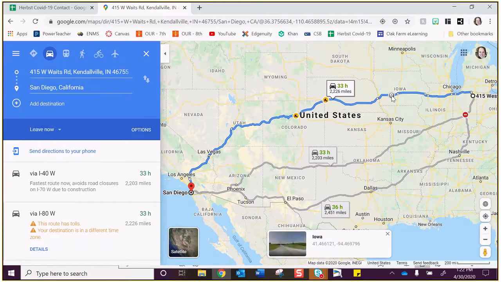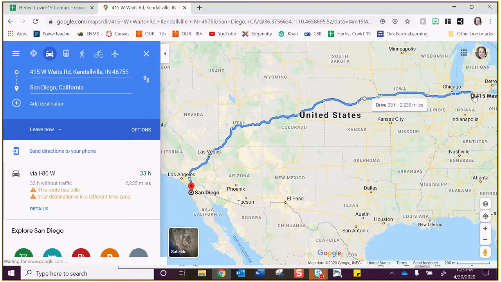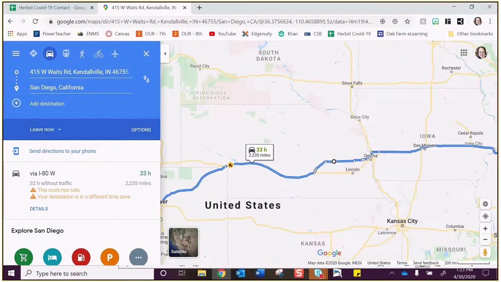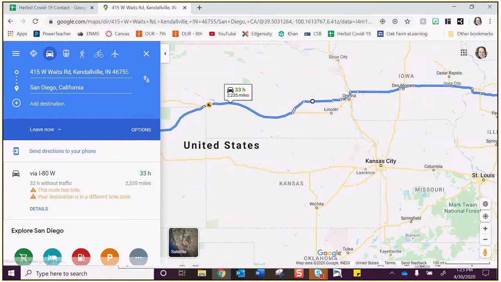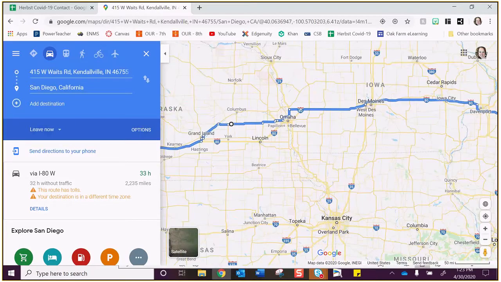So maybe I would drag it. I'm just watching it change the miles. Oh, because that's changing the route. Okay, no, I don't want to do that. I want this route. Okay, so let's go about a third of the way. If I go from Kendallville to, I'm going to zoom in here around, where is that? Nebraska, South Dakota, Lincoln, Nebraska, right? That's a place. Omaha. Okay, so I'm going to put Omaha in here.